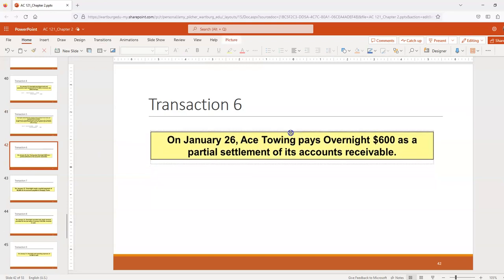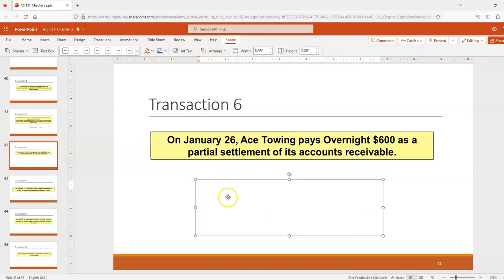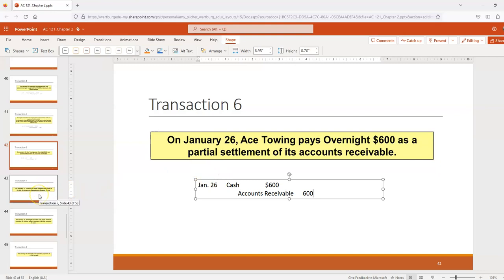Transaction 6, we received $600 on payment for those tools and equipment. So it's January 26th, and we received cash of $600, and we need to reduce that accounts receivable by $600. So if you remember, we reduce an asset by crediting it. We increase an asset by debiting it.